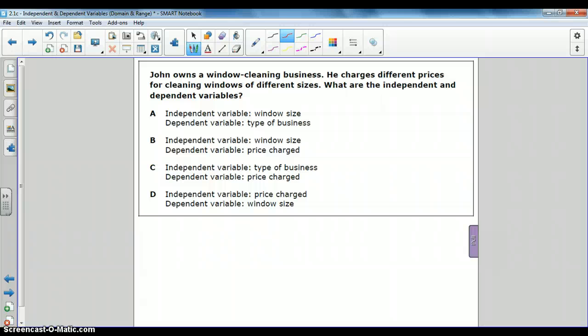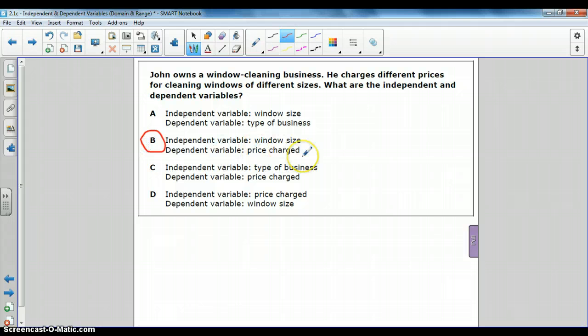So is the independent variable the window size and the dependent is the type of business? So is the type of business dependent upon the window size? That doesn't make sense. B, is the price charged dependent upon the window size? That one kind of makes sense. Okay, let's keep looking. Price charged dependent on the type of business? Well, no. And is the window size dependent upon the price charged? No, it's backwards from that.